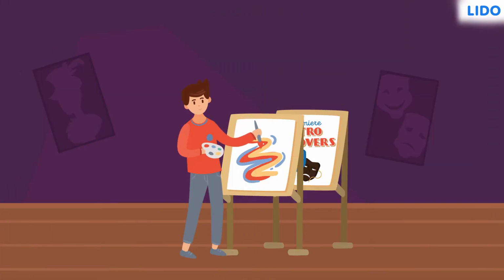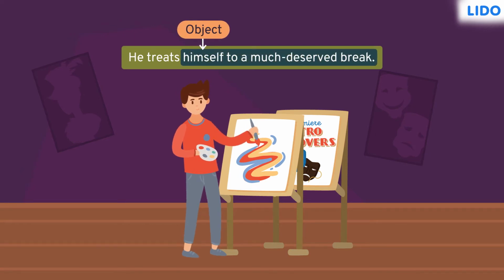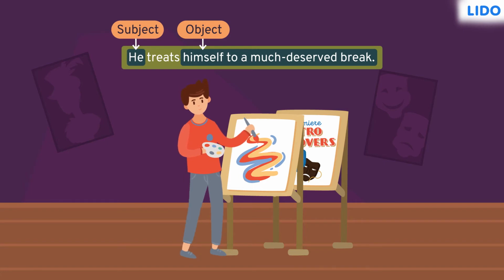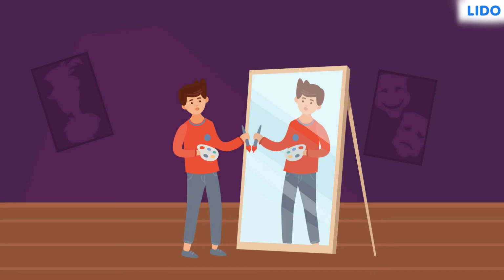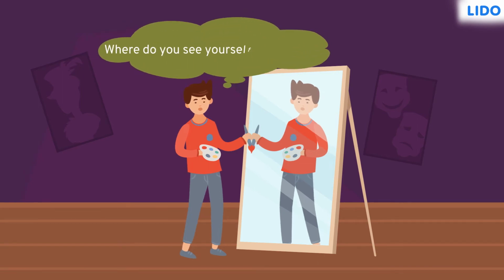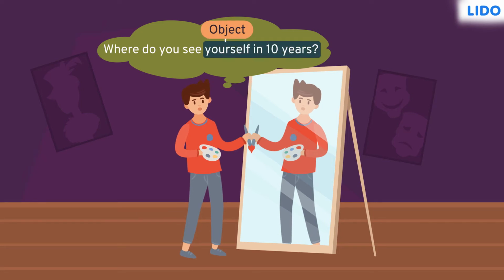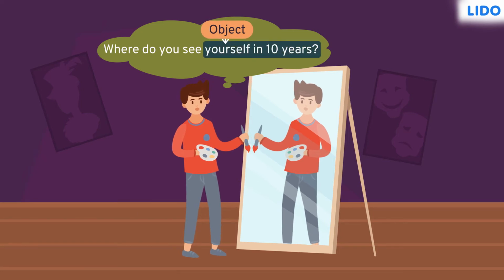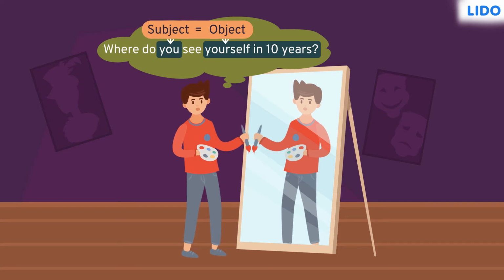Yash has been painting stage props all morning long. Now he treats himself to a much-deserved break. Here, himself is the reflexive pronoun since the subject is a boy or a man. On his break, he looks into a mirror and wonders, "Yash, where do you see yourself in 10 years?" Yourself is another reflexive pronoun used when the subject and the object is you.